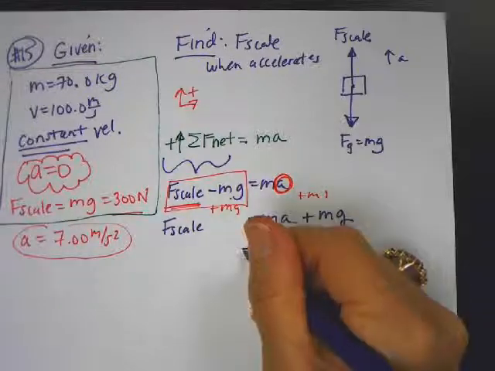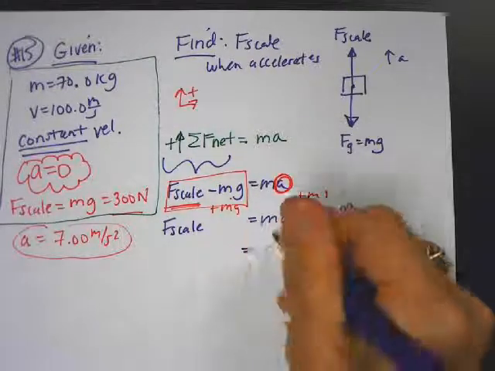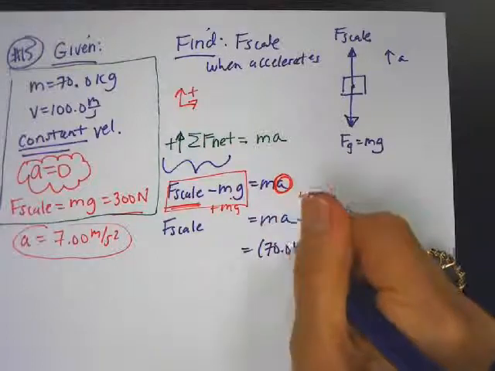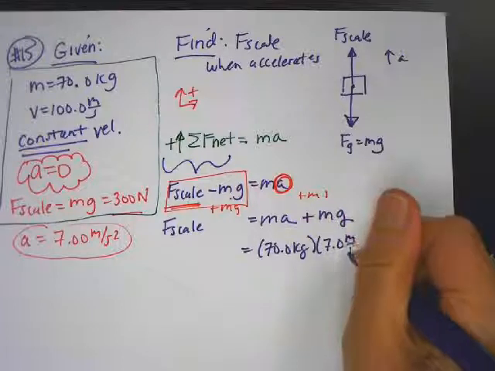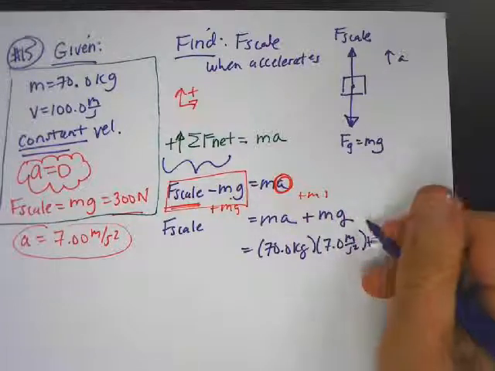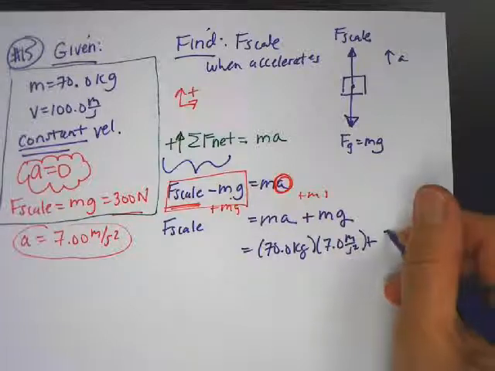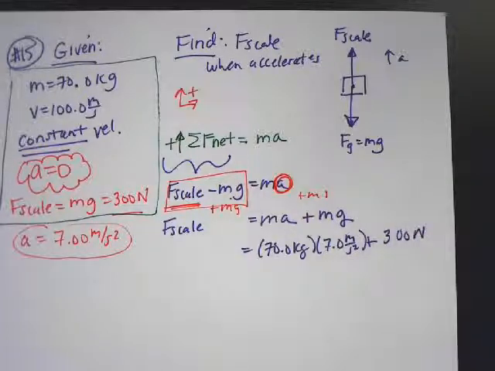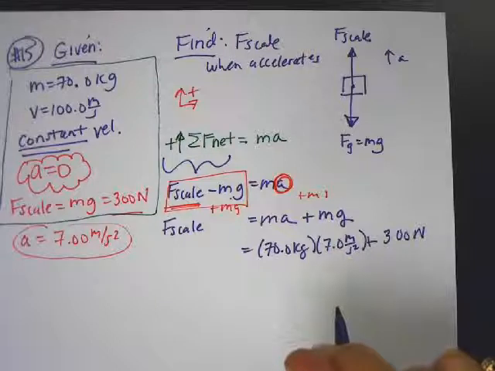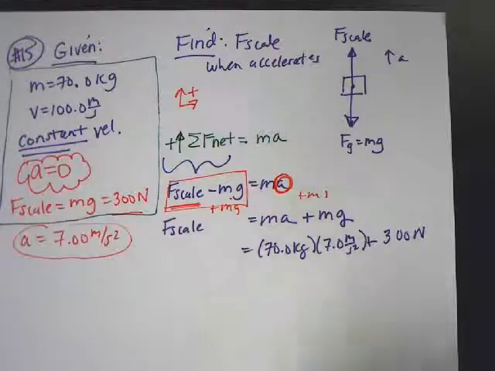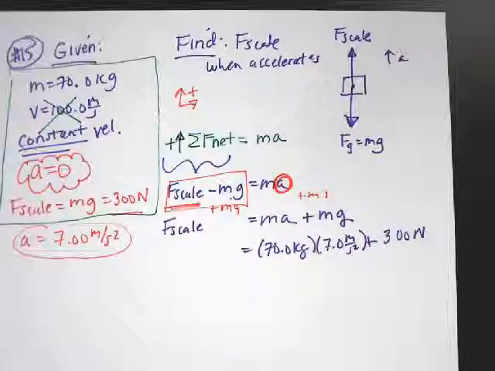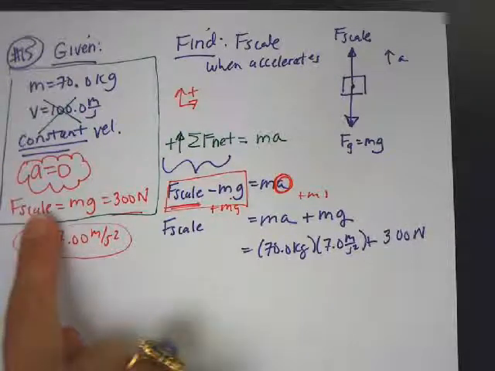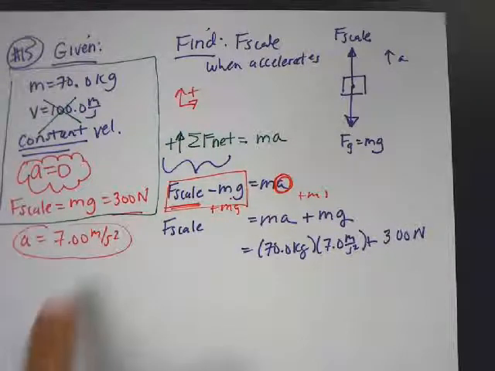So F scale is equal to the mass. Oh, they already gave me the mass, 70 kilograms, times my upward acceleration, which is 7 meters per second squared, plus mg. Oh, they already told me mg, which is 300. So you know what? I didn't read the end of this problem. This 100 meters per second, you don't even need that in this problem. Because when it's moving with a constant velocity, the acceleration is 0, but they already gave us this weight.